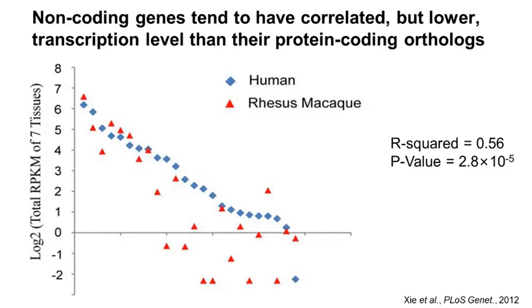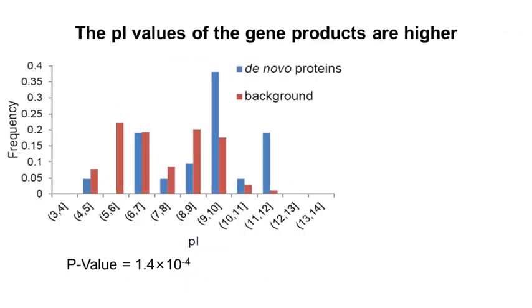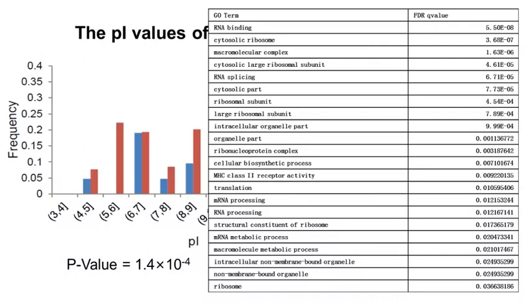So, which tissue do you think these de novo genes are most likely expressed in? It turned out that de novo genes have enriched expression in brain and testes. Similar to FLJ33706, the isoelectric point of de novo new proteins are significantly higher than that of the whole set of human proteins. You may remember that we have previously found out that proteins with high isoelectric point tend to be involved in RNA functions.